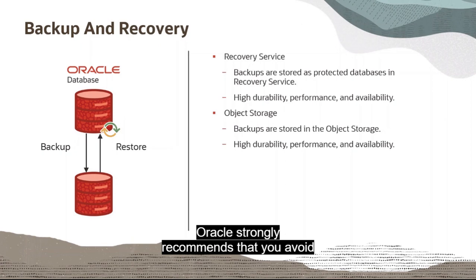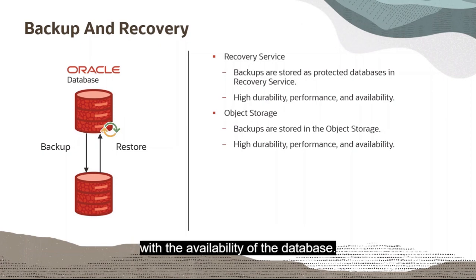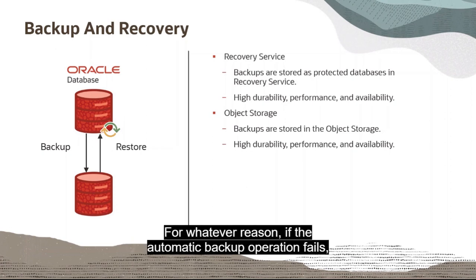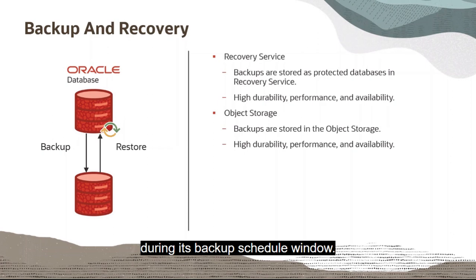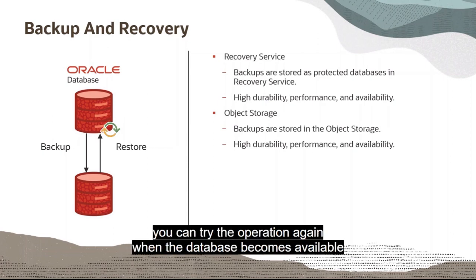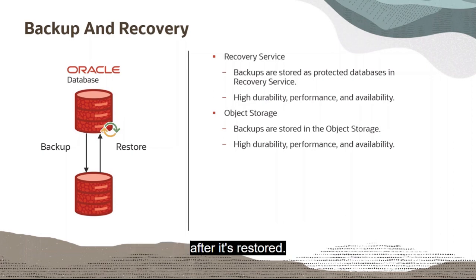Oracle strongly recommends that you avoid performing any administrative tasks that might interfere with the availability of the database. Consider something like patching your database while you're trying to do a backup. For whatever reason, if the automatic backup operation fails, the database service will retry that backup operation the next day during its backup schedule window. If you're attempting to do an on-demand full backup and that fails, you can try the operation again when the database becomes available after it's restored. To avoid any backup failures, make sure that the database is in archive log mode.